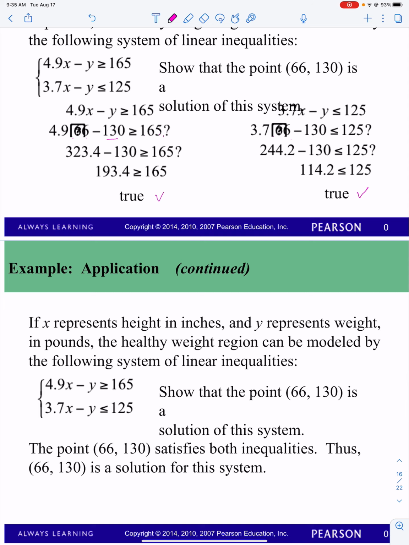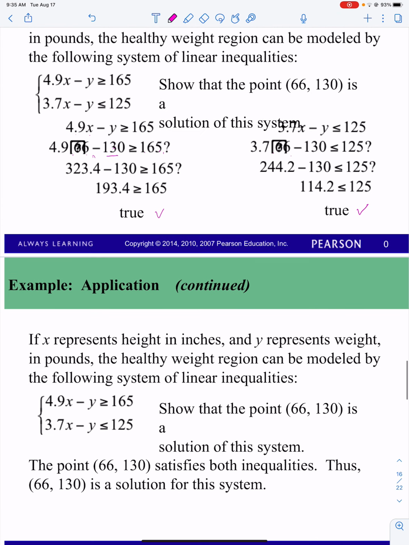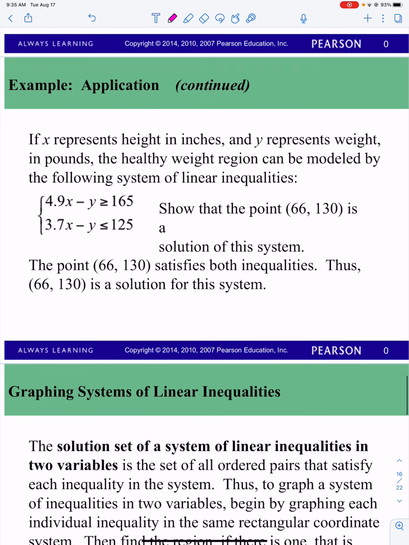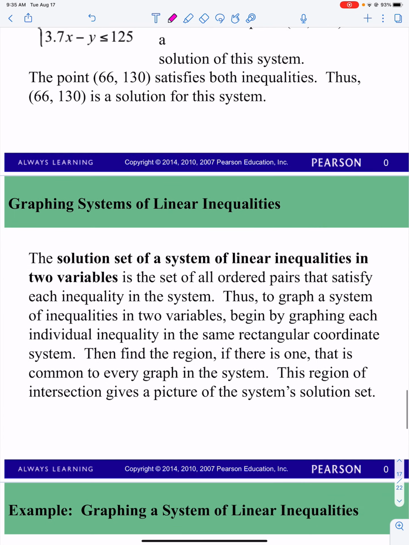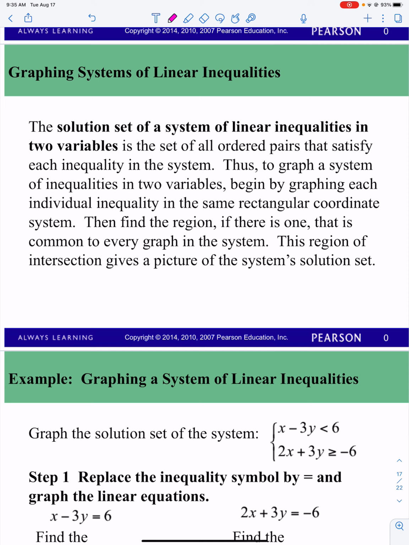Okay, you have already proved it. You substitute the x and y values from the ordered pair and show that it satisfies each of the inequalities here. So it satisfies both inequalities, then it is a solution. Okay, so the next one is graphing a system of linear inequalities. The solution set of a system of linear inequalities in two variables is the set of all ordered pairs that satisfy each inequality in the system.